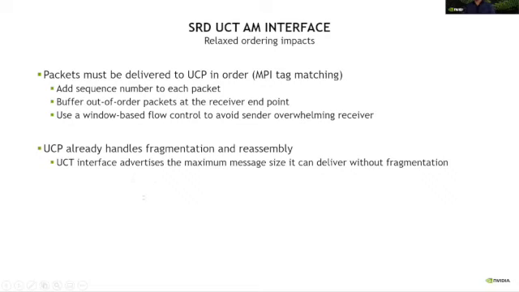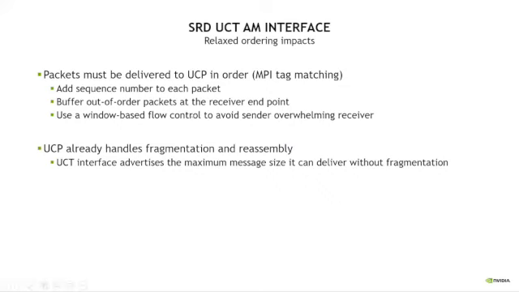SRD's relaxed ordering semantics create some challenges when it comes to implementing the UCT AM interface. First of all, note that packets must be delivered from UCT to UCP in order. That is required to preserve the correctness of tag matching semantics, for instance. Two tag messages that are sent with the same tag have to be received in order at the receiver side. And UCP relies on UCT to deliver these messages in order to UCP.